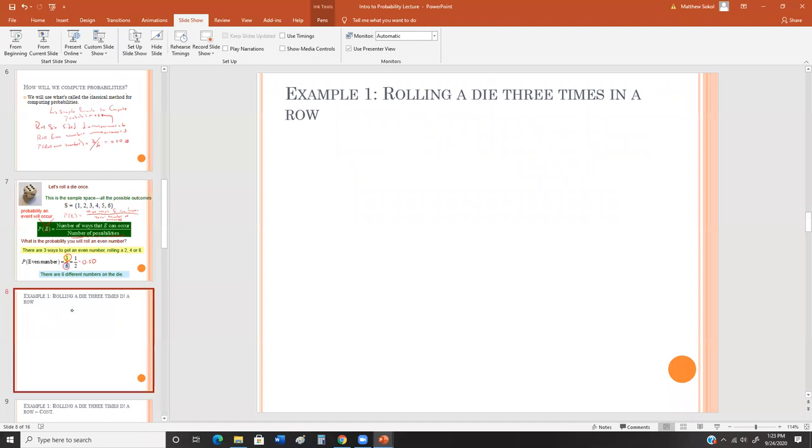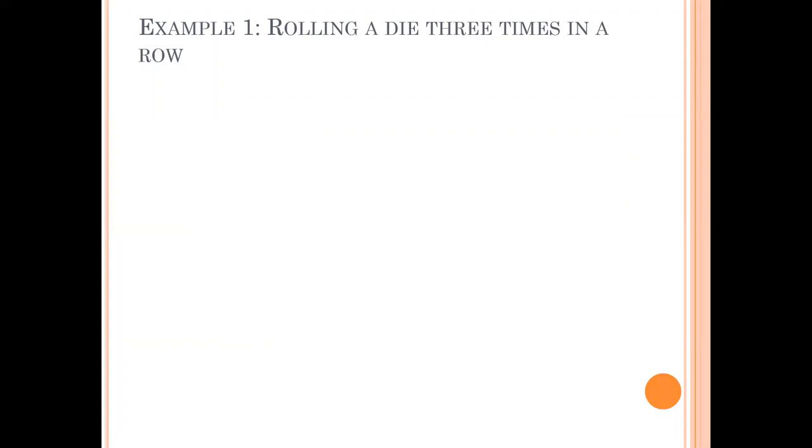I want to change this up a little bit. I made a little bit of an error in the slide here. So here's going to be our first example. Not rolling a die three times in a row. Our first example is going to be this: suppose you flip a coin three times in a row.